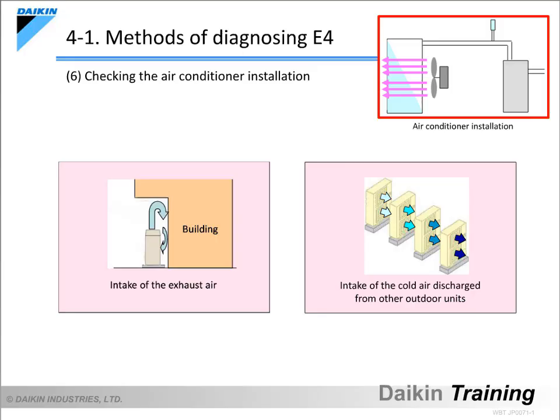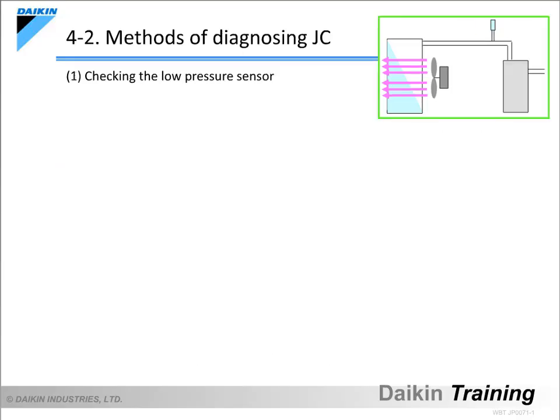check whether the outdoor unit is sucking in any cold air discharged after heat exchange in the evaporator of another outdoor unit. If any of these scenarios apply, it will be necessary to reinstall the outdoor unit in a different location. If there is not a problem with the installation, the only remaining cause of the E4 code is a problem with the refrigerant circuit, such as an insufficient refrigerant charge or clogged refrigerant piping, which will be the next item to be checked. Let's now learn about how to check the low pressure sensor.